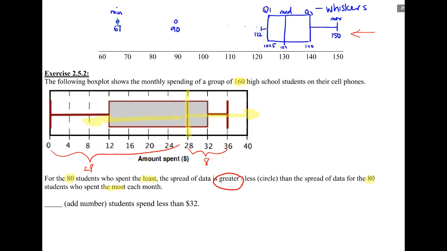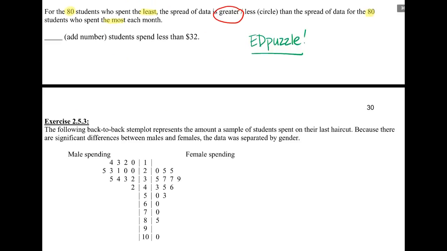Now our last question for this one says, we're trying to find the number of students who spend less than $32. So again, I'm going to give you a moment to try this on your own, see if you can get the right answer. In fact, I'm not going to give you the answer. I'm actually going to have you tell me what the answer is in EDPUZZLE. So this will be our EDPUZZLE question. And I will tell you guys what the answer is tomorrow in class. Or not tomorrow, Tuesday in class.